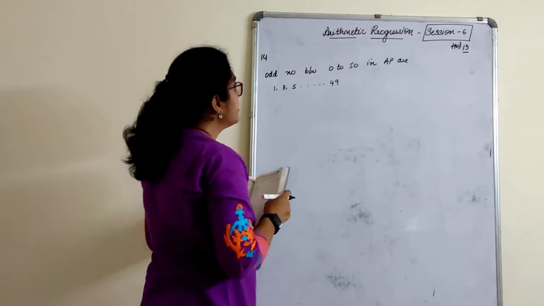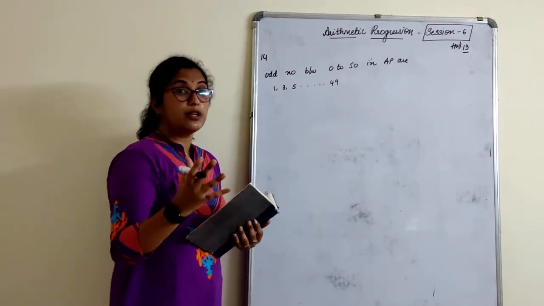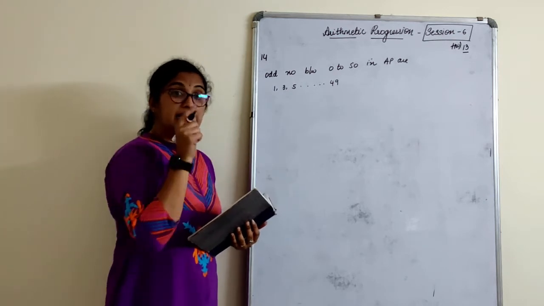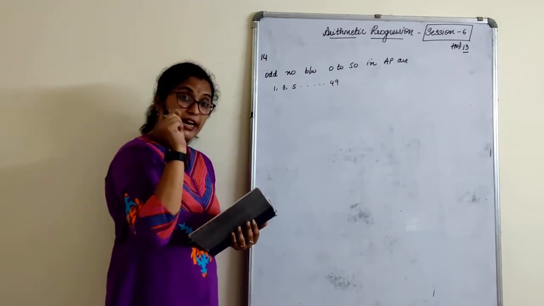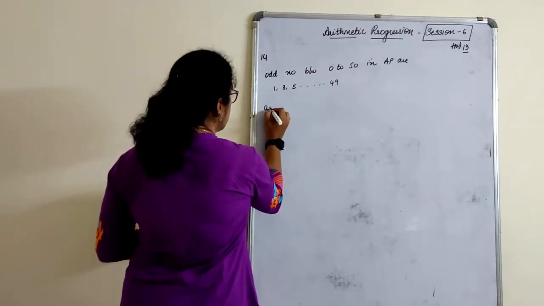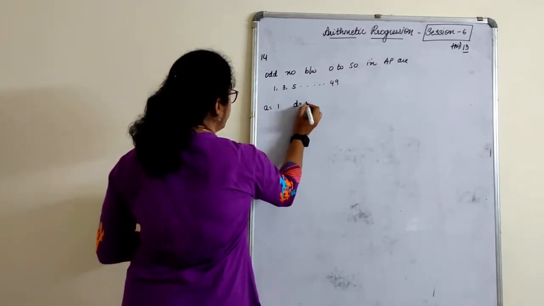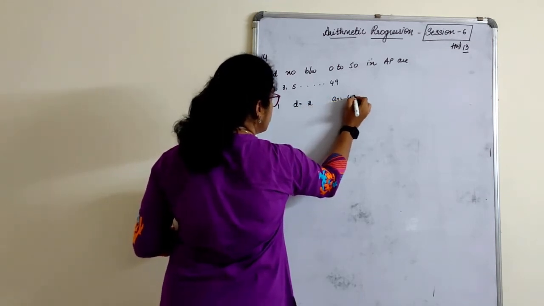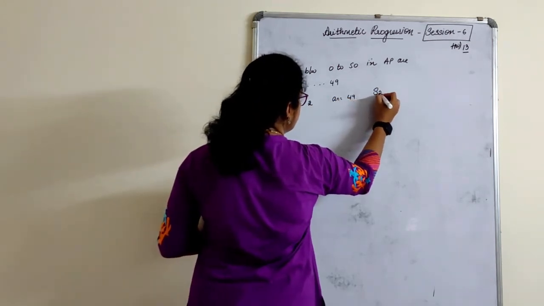So actually this is countable. We know there are 25 odd numbers or even numbers. But still they have not mentioned here. We have to find n. Compulsorily we have to find n. What is a? a is 1. Common difference is 2. an is 49. Find S25.